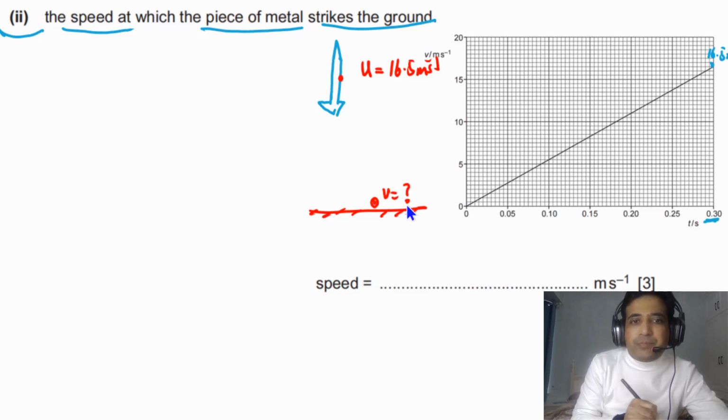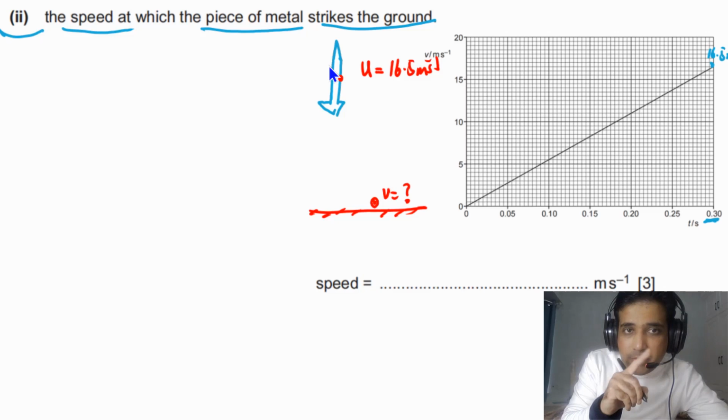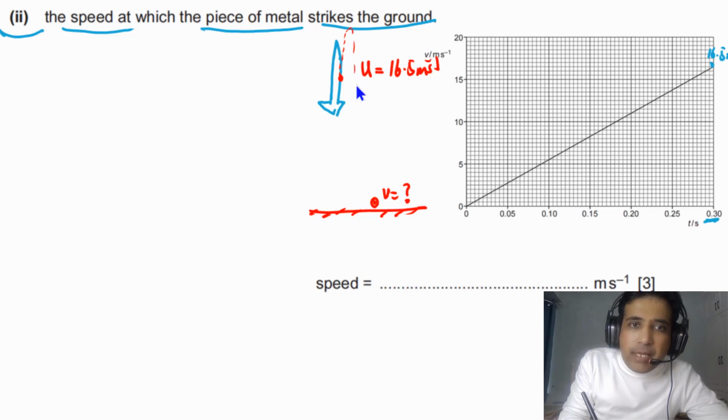So we can say when it strikes the ground at this point, we need to find out what is the value of V. But if you look at the motion of this rocket and also the motion of this piece of metal, when it separates from the rocket, it will not just go down. Actually, this one will go vertically up and then it will come down. So this is how it will move. So this is the motion of the piece of metal.